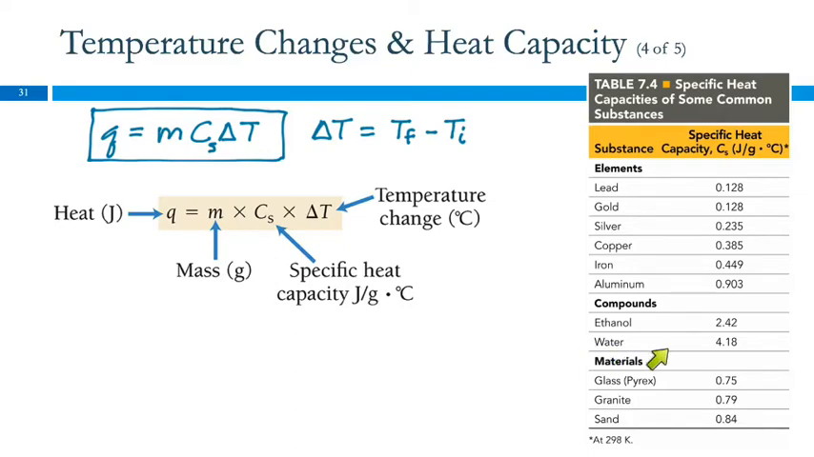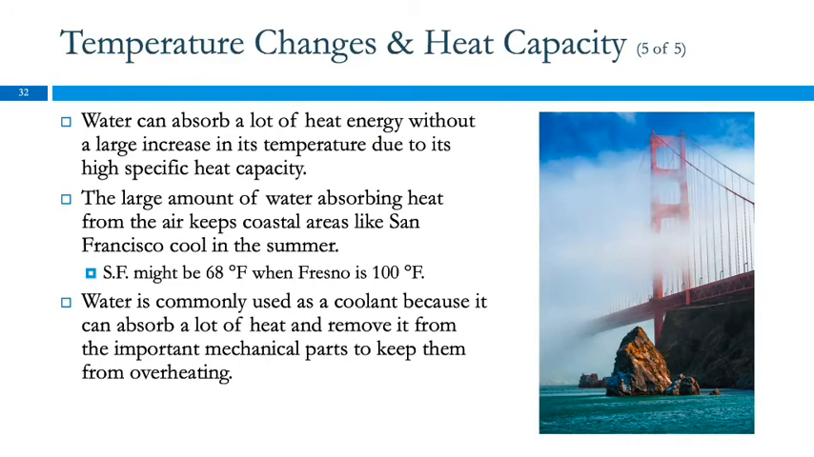If you look at the specific heat capacity for water, it is significantly higher than all of the other things here. Water has an unusually high specific heat capacity, which means that in order to change its temperature, you have to put more energy into it than if it was, say, lead or iron or something. That means that water can absorb a lot of heat energy without changing its temperature very much. And this has a big effect on our climate.